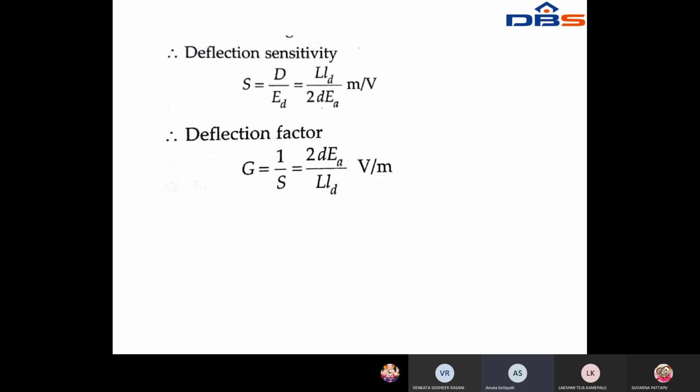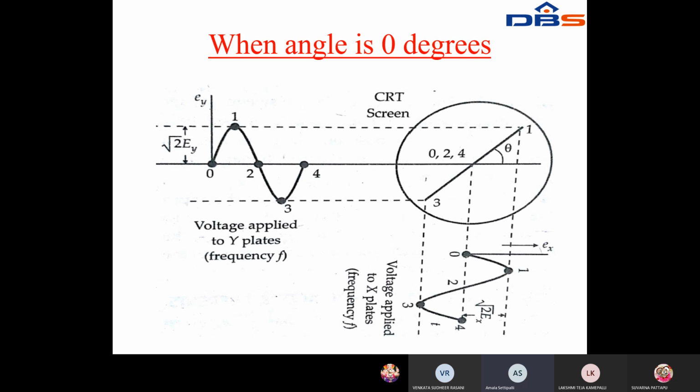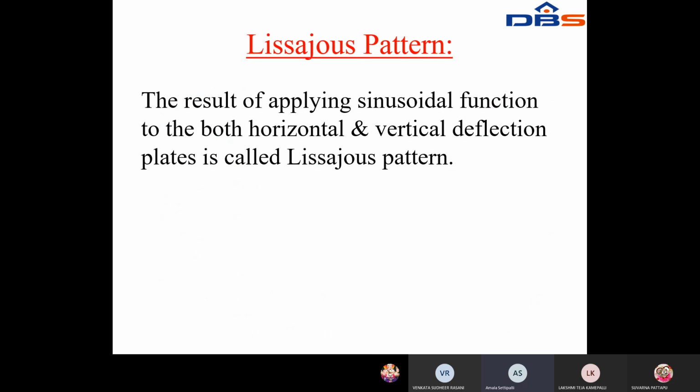So here the deflection sensitivity is S equal to D by E_d, that means deflection by deflecting voltage. Deflection factor is nothing but G equal to 1 by S. So 1 by S, the reciprocal of the deflection sensitivity, you can write as 2 d E_a by L into l. That is the deflection sensitivity and deflection factor. This is not important, I will just say the deflection sensitivity.